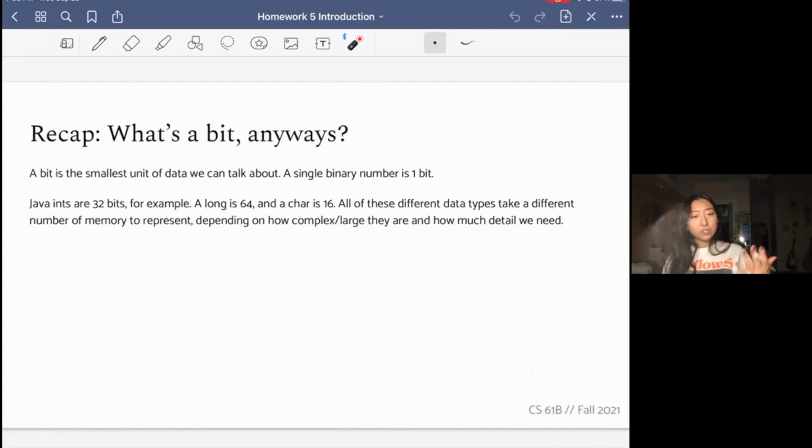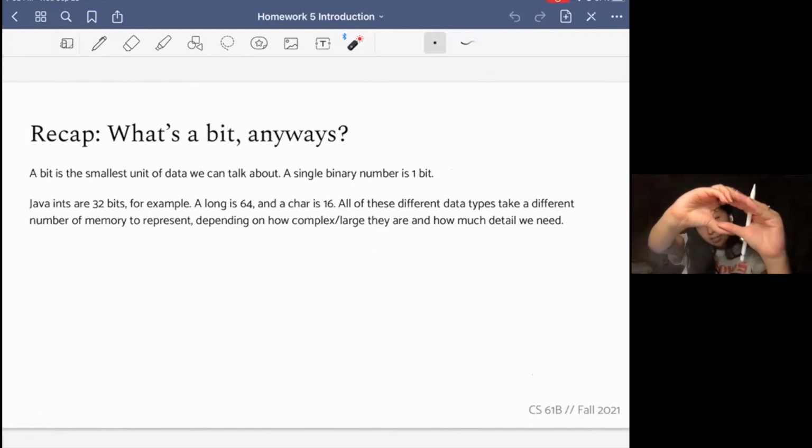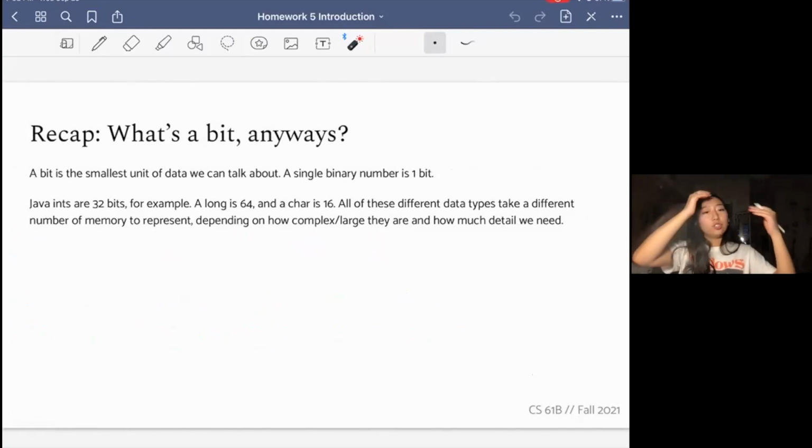And a bit is just the smallest unit of data we can talk about, right? It's the smallest unit of memory or computing that really is tangible. And a single binary number takes up 1 bit. It's either 0 or 1, but regardless, the memory or the unit of data it takes to store it, whether it's 0 or 1, is 1 bit. A Java int is 32 bits, for example. A long is 64, a character is 16.